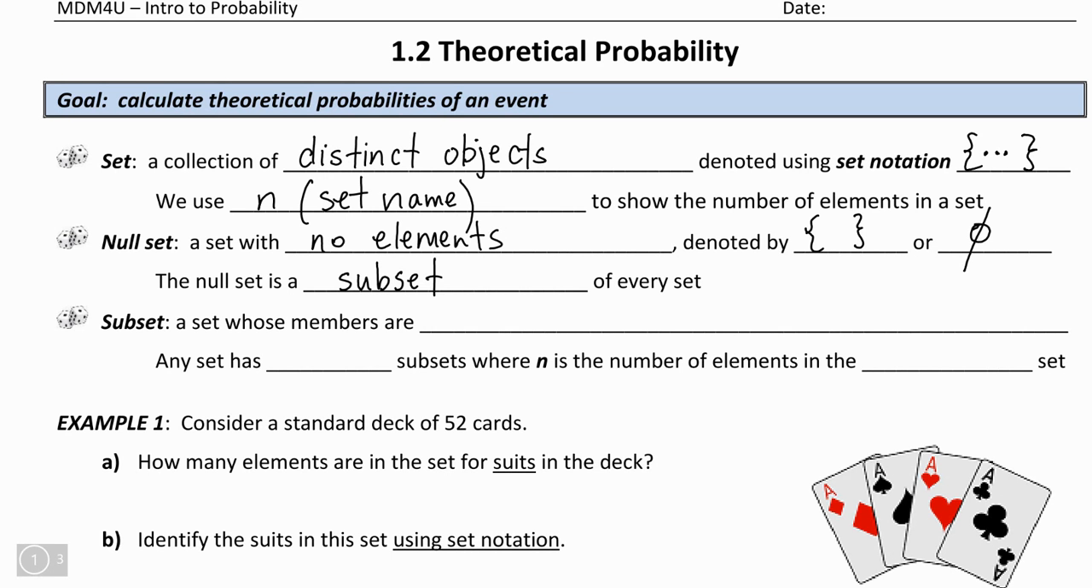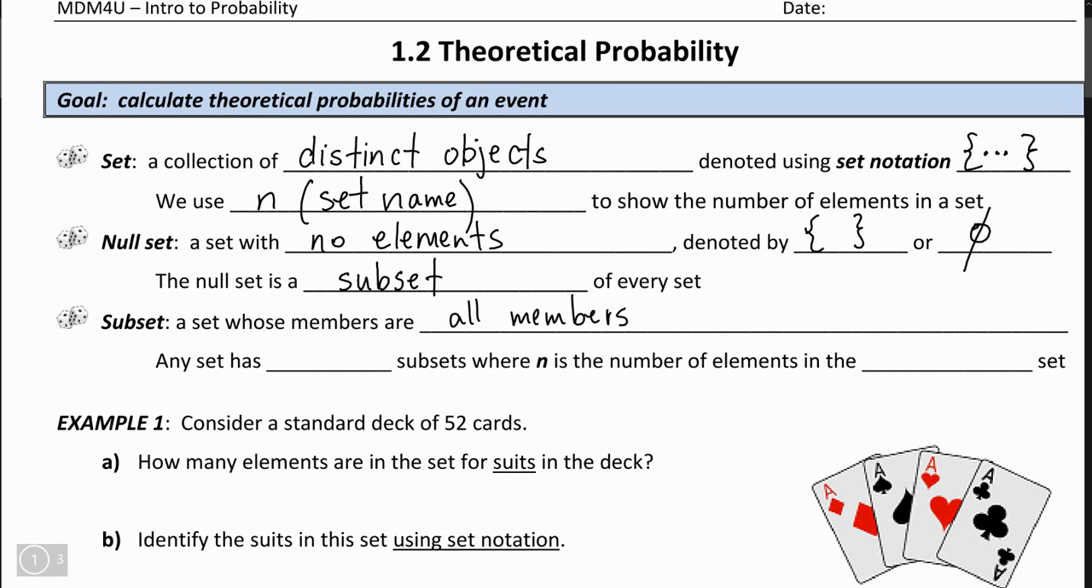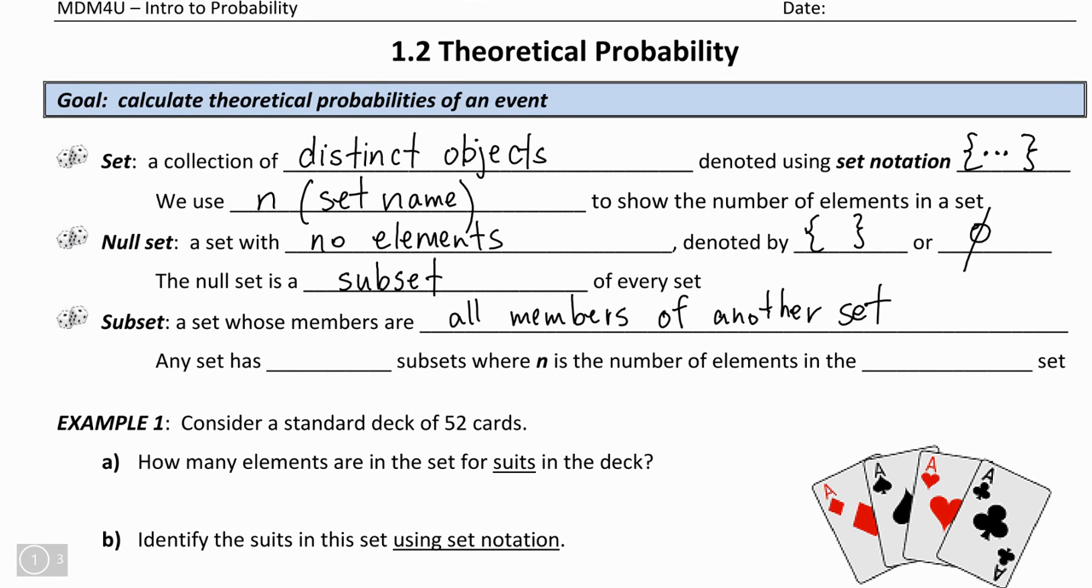Subset. So a set whose members are all members of another set. So all members of another set, so a subset. So think of it again, our classroom. What if you said, okay, we have one set of students who are grade 12s and another set of students that are grade 11s taking the same class. So the grade 12s would be a subset of my bigger set, which is the classroom, and then the grade 11s would be another subset of the bigger classroom set.